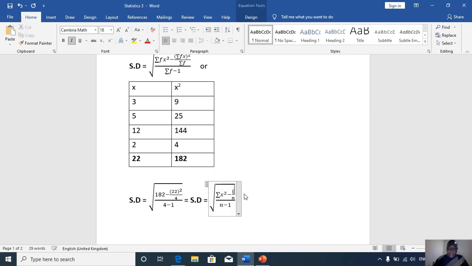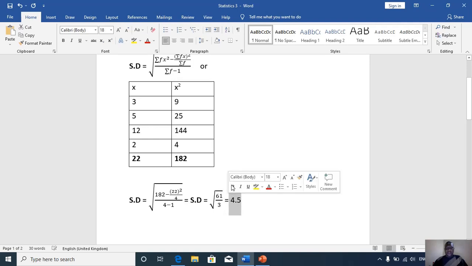After working out everything, your numerator should be 61. Then the denominator, 4 minus 1, you should have 3. So 61 divided by 3, and you find the square root of that. That should give you 4.5. So 4.5 is the standard deviation for this particular data that we had. Wow, that's how you deal with standard deviation when you're given a simple set of values.